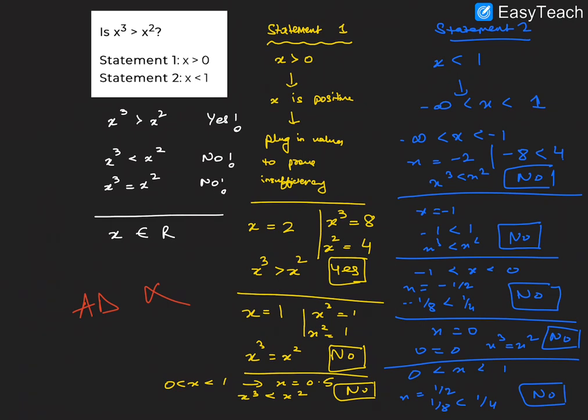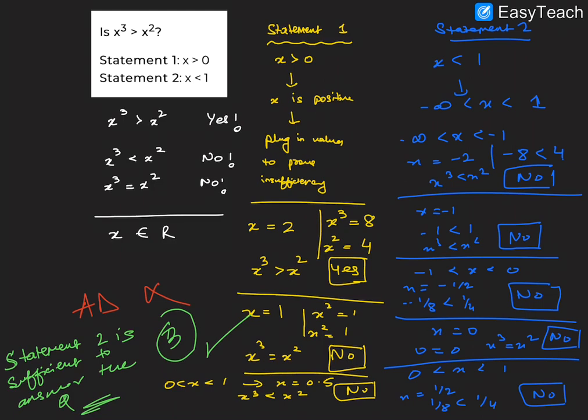Now, if we notice here, aren't we having a uniformity? No, no, no, no, no, correct? So I can definitely say that option B, that is statement 2, is sufficient to answer the question. There you go, guys. Option B is our answer. That's it.